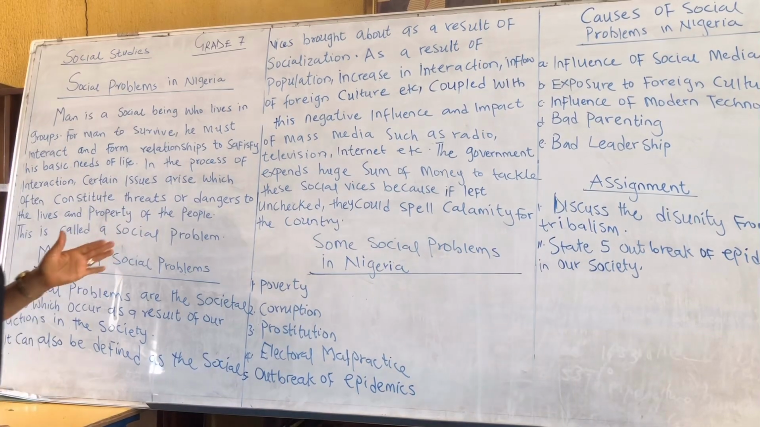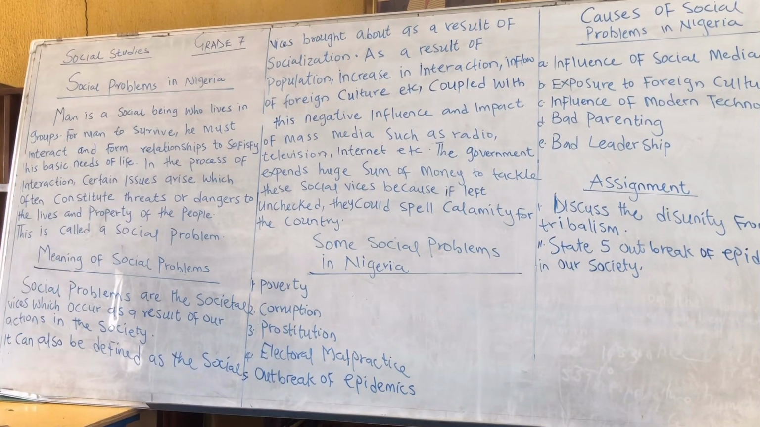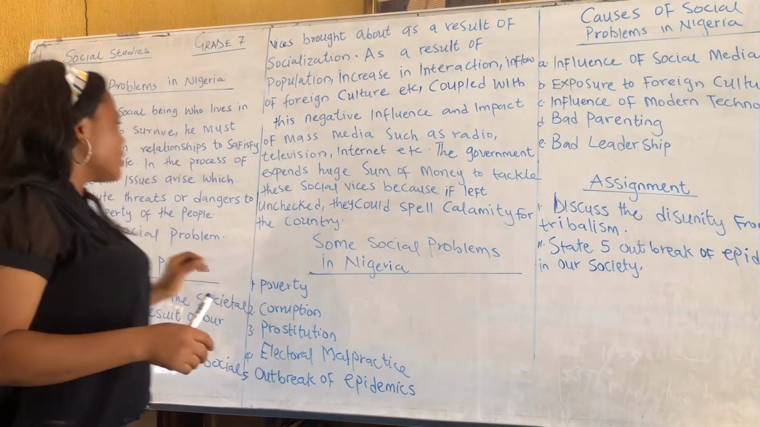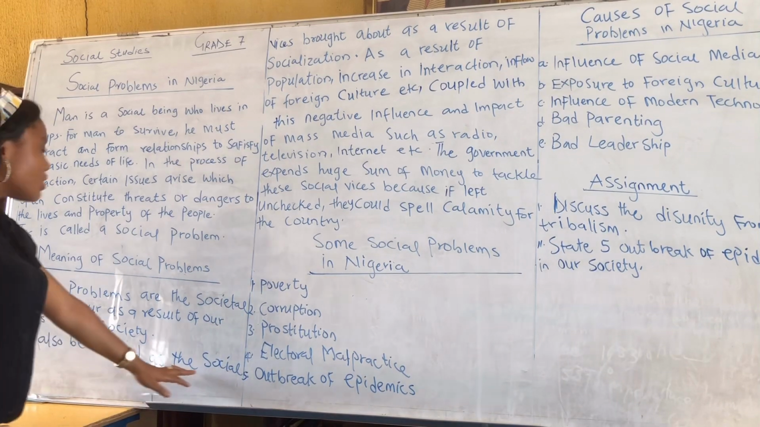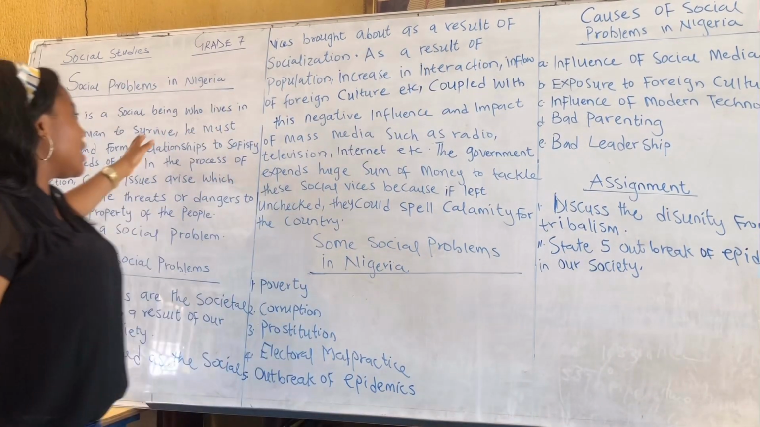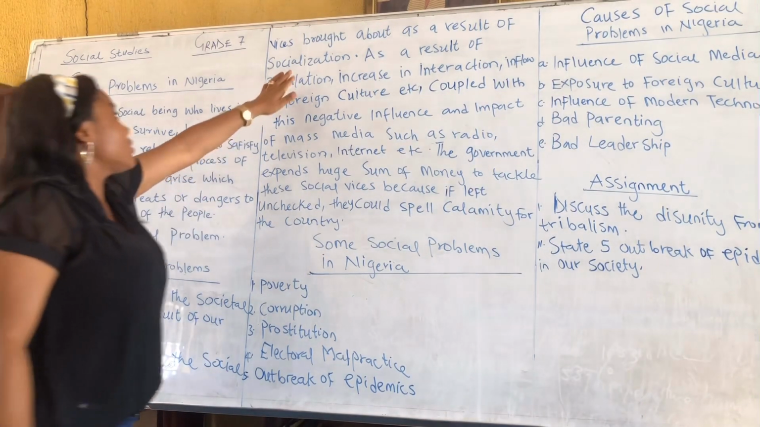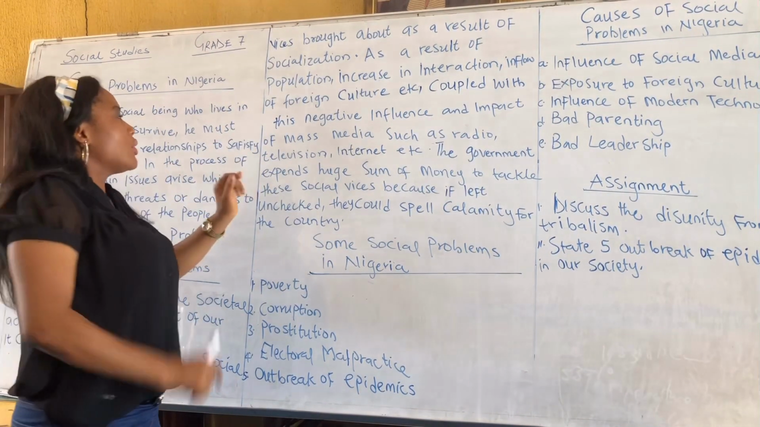As a result of man's interaction with his environment and with the people around him, dangers can arise, for example, armed robbery, prostitution, etc. Meaning of social problems: social problems are the societal vices which occur as a result of our actions in the society. It can also be defined as social vices brought about as a result of socialization. Like I said earlier, interaction with one another has to do with socialization. Learning is a process. Socialization means the process of learning from one another.